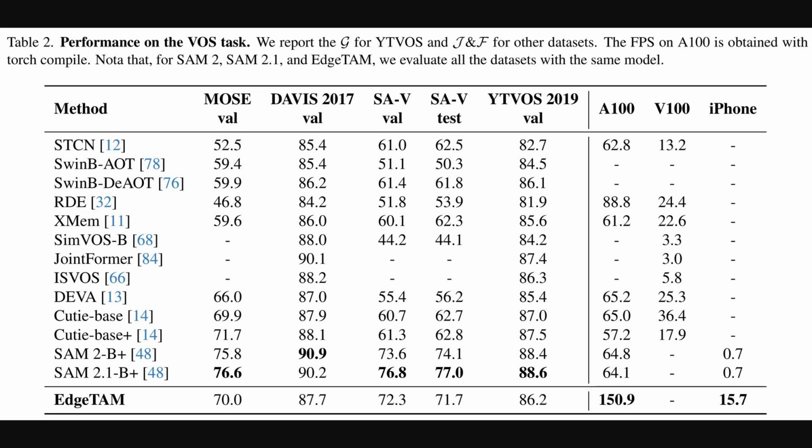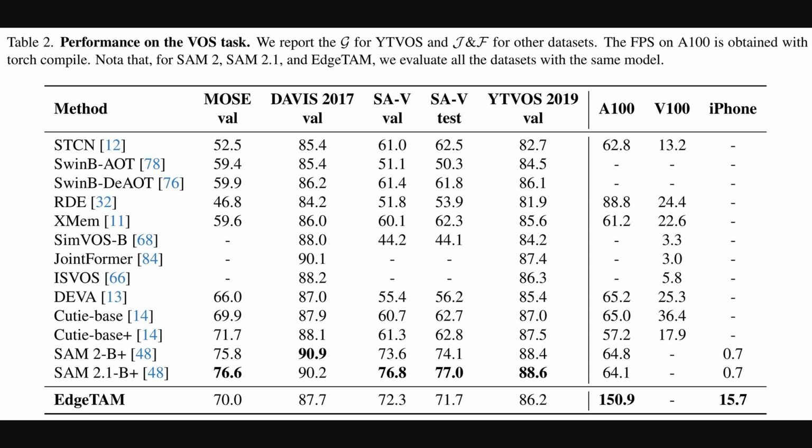Okay, building on its general segmentation speed, Table 2 here focuses on video object segmentation, often called VOS. This task involves tracking and outlining a specific object throughout a video, usually after it's pointed out in the first frame. We're looking at accuracy using the J and F score, which we've discussed, and a G score for the YTVOS dataset across various video benchmarks. EdgeTAM posts strong results, like 87.7 J and F on DAVIS 2017. While Segment Anything Model 2.1 is slightly ahead in pure accuracy here, EdgeTAM is still very competitive.